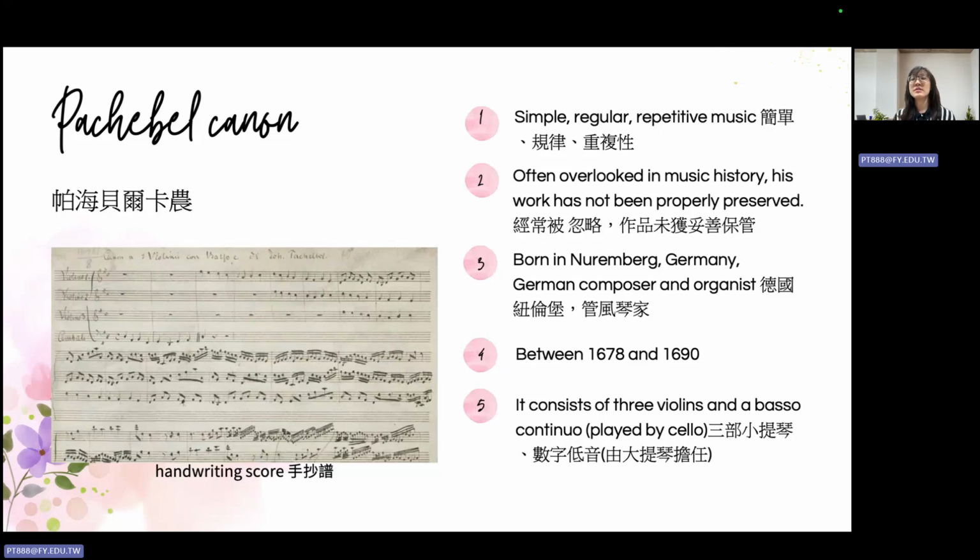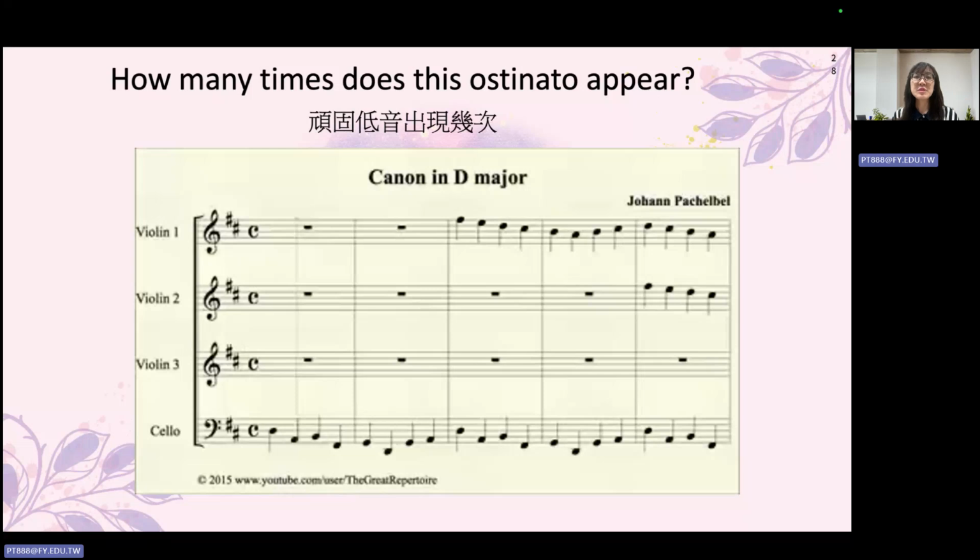He's a German composer and organist. He probably wrote this piece between 1678 and 1690. And it consists of 3 violins and the basso continuo. Basso continuo was played by a cello。那这个曲子蛮特别，它是由3把小提琴跟一个数字低音，那这个数字低音就是由大提琴来担任。Okay? So I want you to listen carefully and you need to count how many times this ostinato appears.